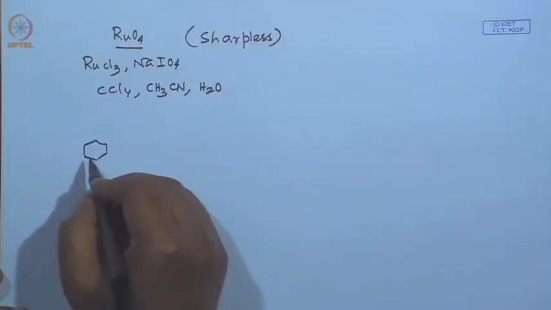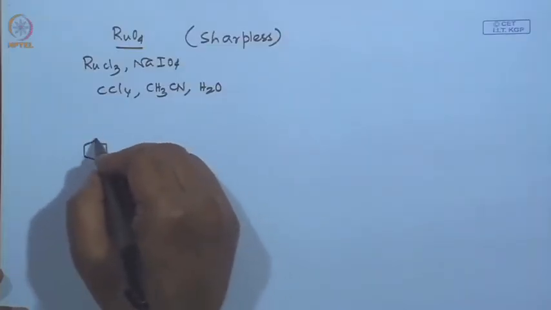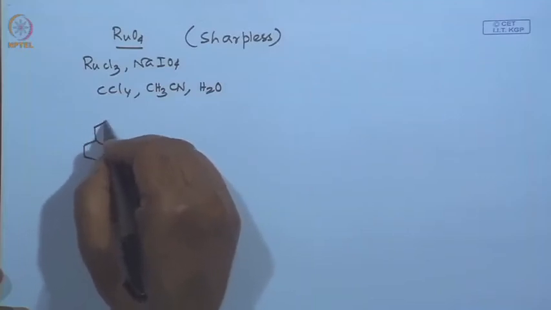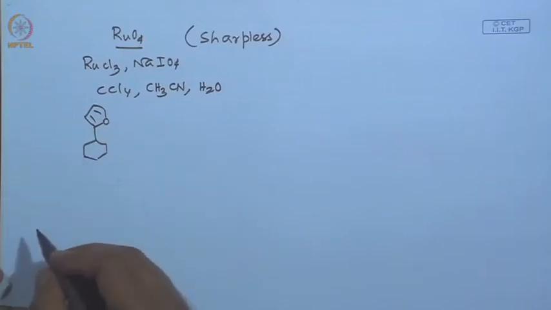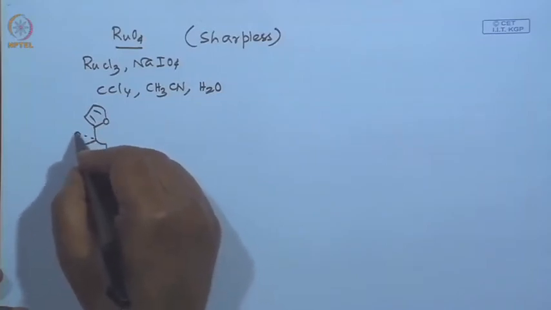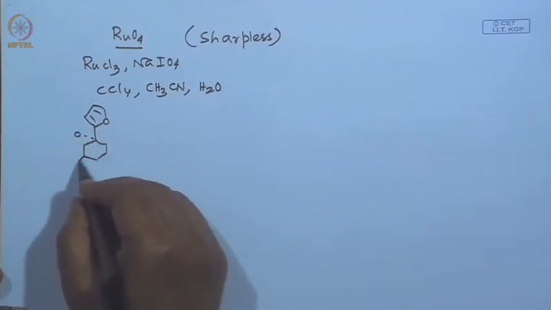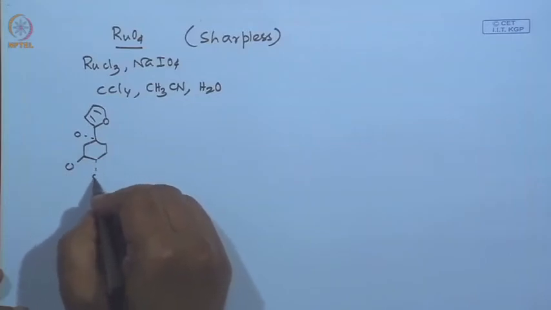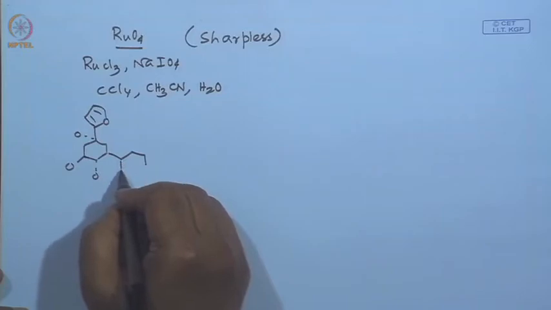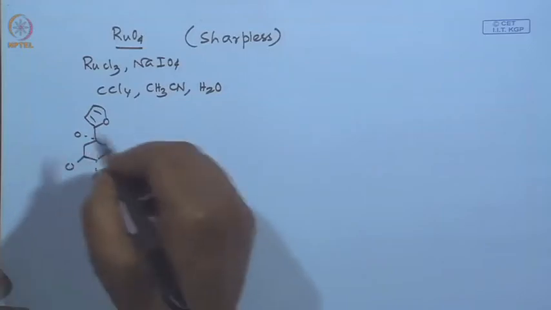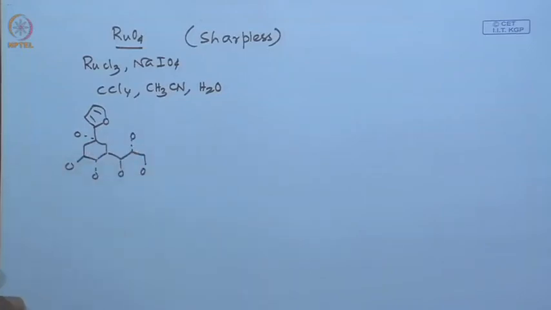But in the context of heterocyclic chemistry, I will tell you only one example, that is a furyl substituted compound. Then you have so many oxygens here and there, and a side chain, with the stereochemistry, everything. I will not write the full structure.